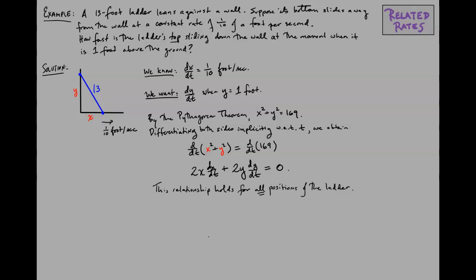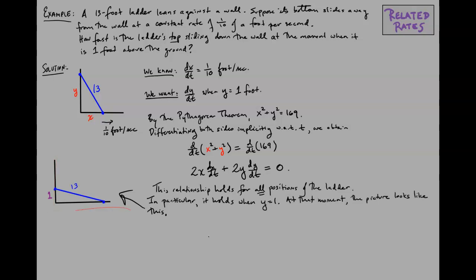So now, at long last, is the time when we want to specify, okay, this holds for all positions of the ladder. What does it tell us in this very particular moment? So, in particular, it holds when y equals 1, the situation we want to know about. At that particular moment, the picture looks like this. We have our wall and the floor. The ladder is 13 feet long, and its top is just 1 foot from the floor. Since I know 2 sides of the right triangle, I can get the third by the Pythagorean theorem. That will be, let's see, the square root of 13 squared minus 1 squared. That's the square root of 168.